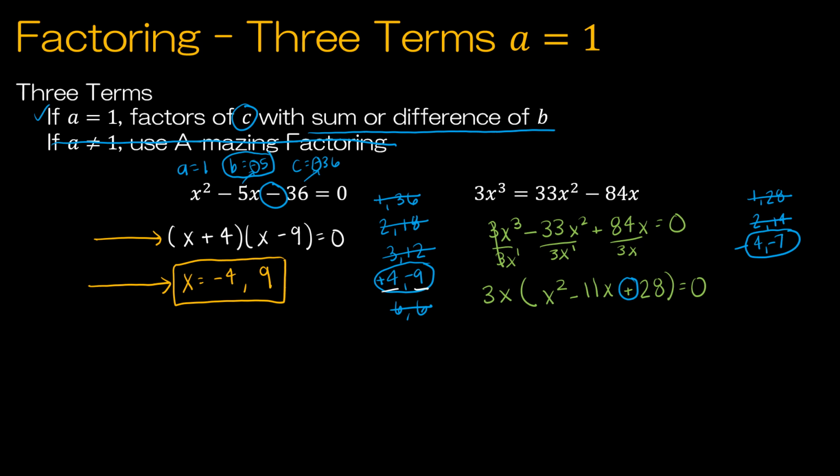So my factorization is 3x, from taking the 3x out before, and then (x minus 4)(x minus 7) is equal to 0. My solutions: that's the factorization, and my solutions are x equals 0 from setting 3x equal to 0, x is equal to 4 from setting x minus 4 equal to 0, and x is equal to 7 from setting x minus 7 equal to 0.